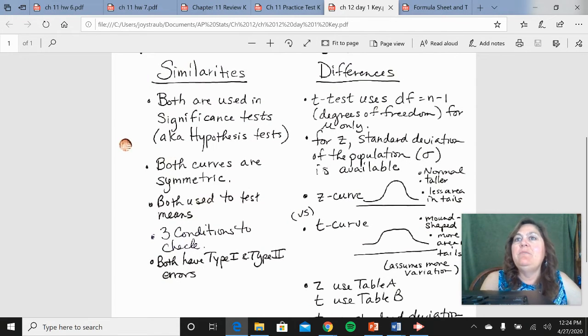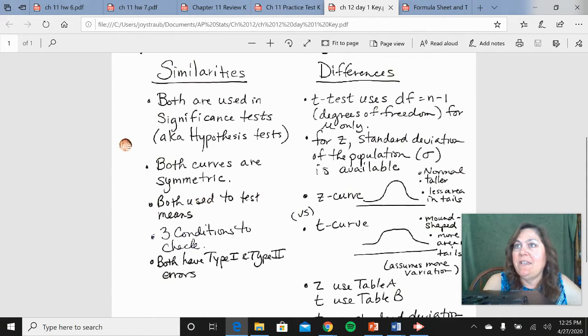The similarities: both are used in significance testing, confidence intervals, hypothesis tests, yes. Both curves are symmetrical. Both are used to test the means. You have to check 3 conditions before you can do either one of them. And they both will have type 1 and type 2 errors. Those are just some thoughts, okay?